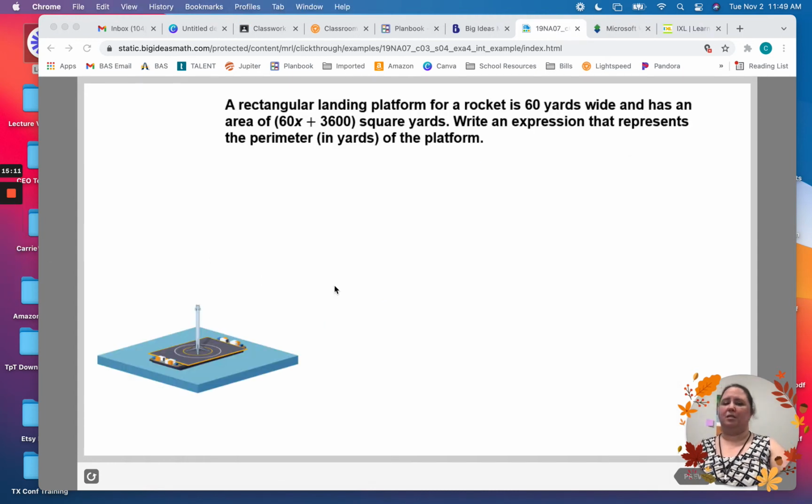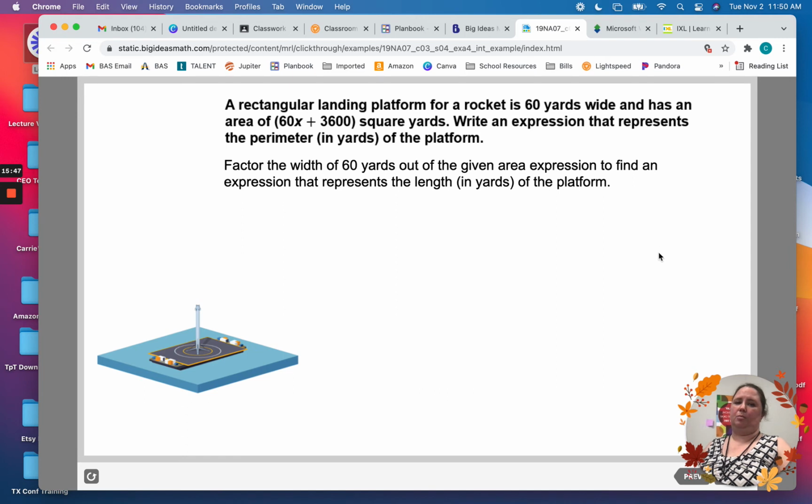Okay, it's example 4. Put this in your journals. A rectangular landing platform for a rocket is 60 yards wide and has an area of 60x plus 3,600 square yards. Write an expression that represents the perimeter in yards of the platform. Okay, so they want us to solve for the perimeter. It told us that it's 60 yards wide and the area is 60x plus 3,600. So we need to write the expression. So think about what we are going to factor out of this. We're going to factor out the 60 yards.